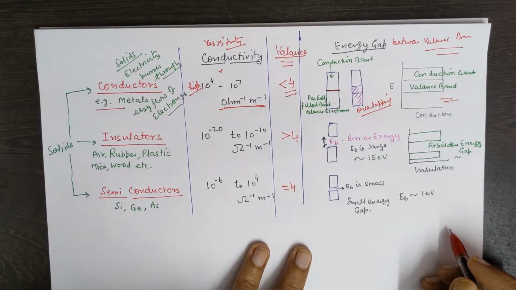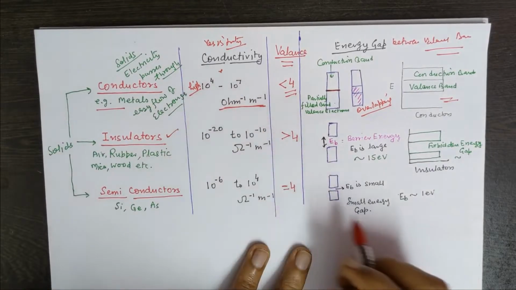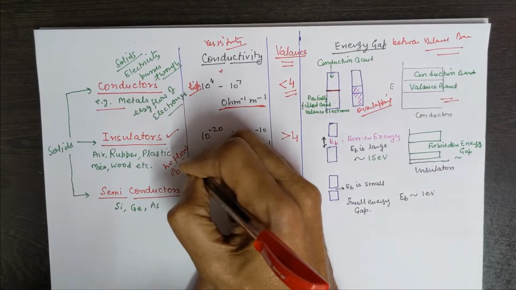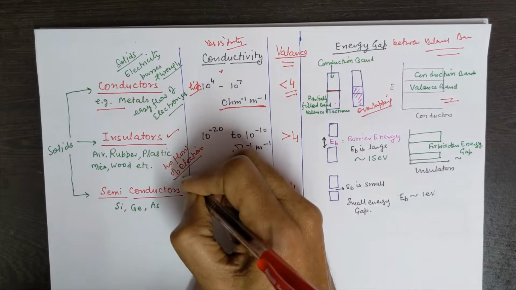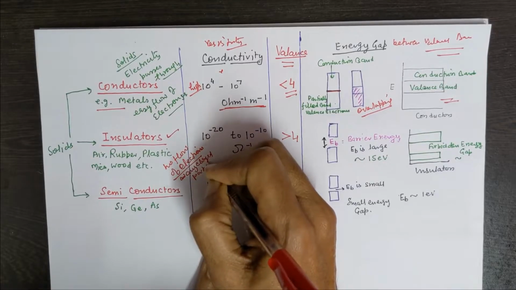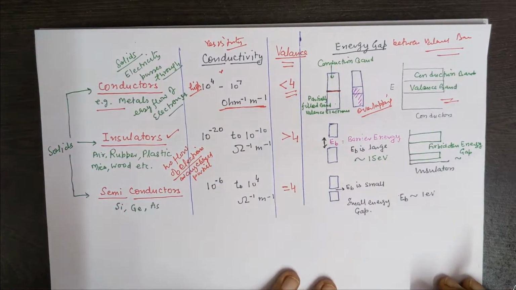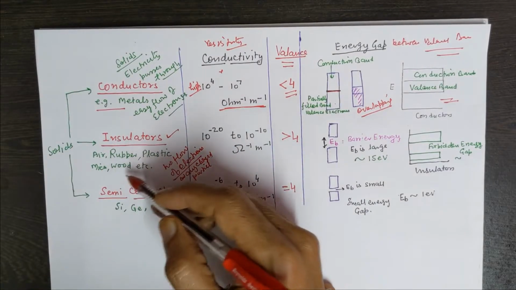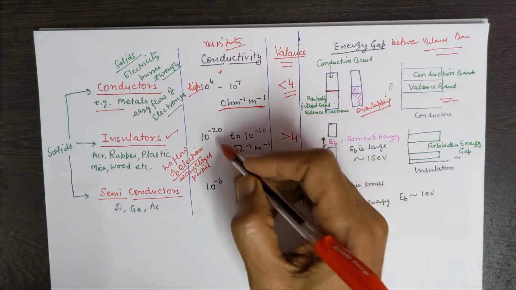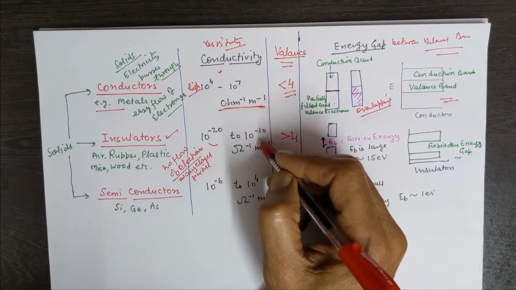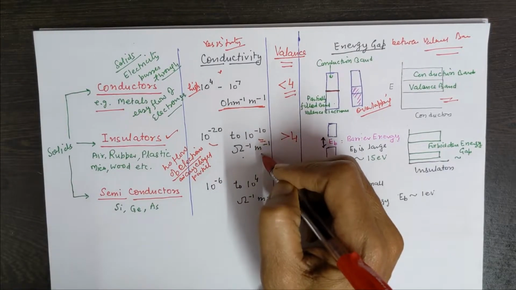And in case of insulators, by definition we say that there is no flow of electrons or any charged particle. When there is no flow of electrons or any charged particles like ions, then we say that these solids are insulators, and example is air, rubber, plastic, mica, wood, etc. And its conductivity is 10 raised, see how low is this, 10 raised to the power minus 20 to 10 raised to the power minus 10 ohm inverse meter inverse.